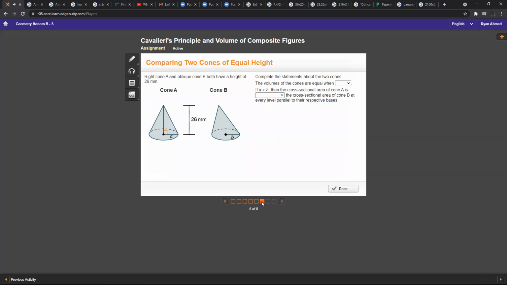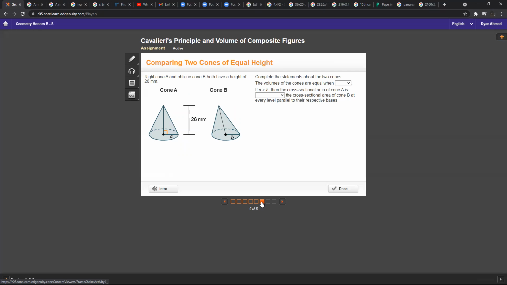Fantastic. So A is a right cone, and then B is an oblique cone. The difference between a right cone and an oblique cone: with a right cone, it goes all the way up to the top in a straight line, like an ice cream cone would. But with an oblique cone, it has a bit of a slant to it. So the volumes of the cones are equal when blank.